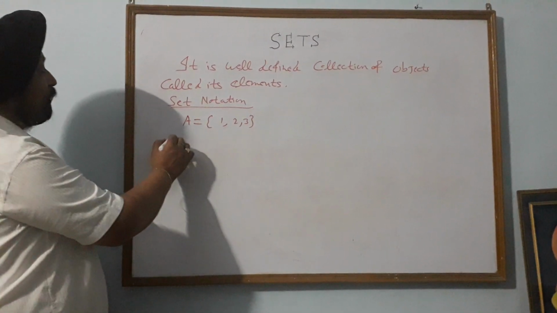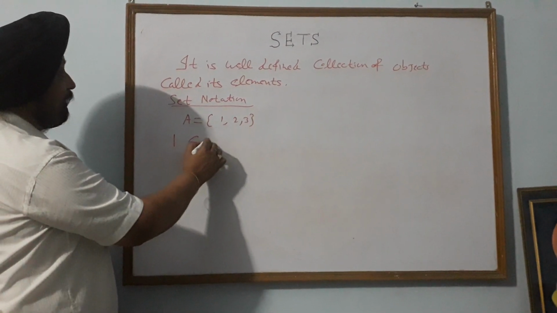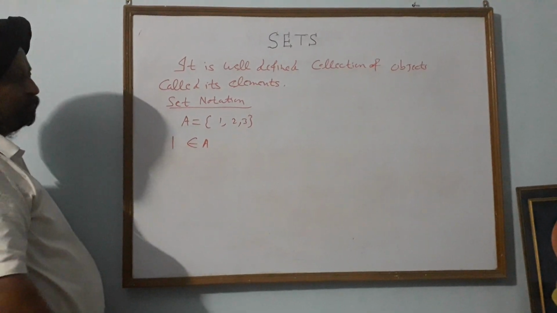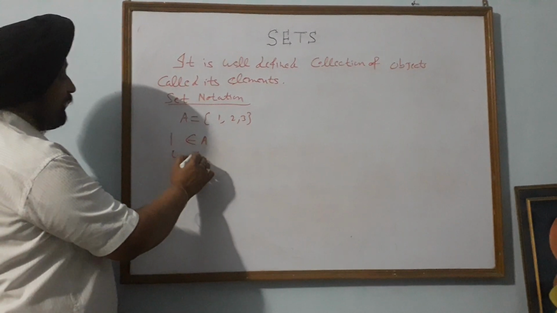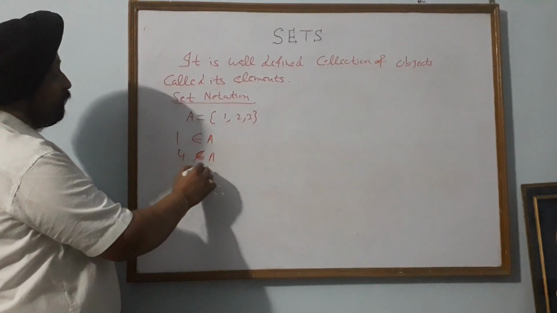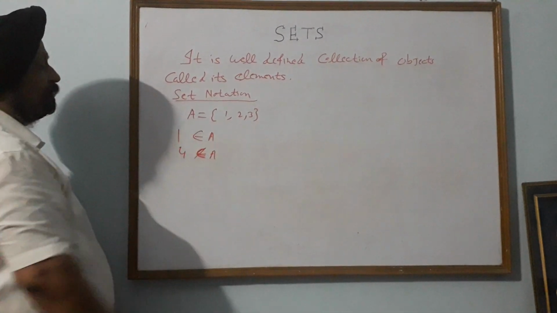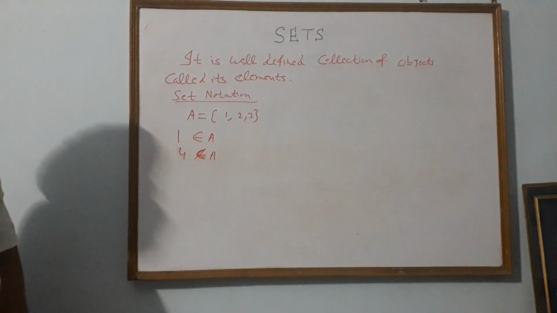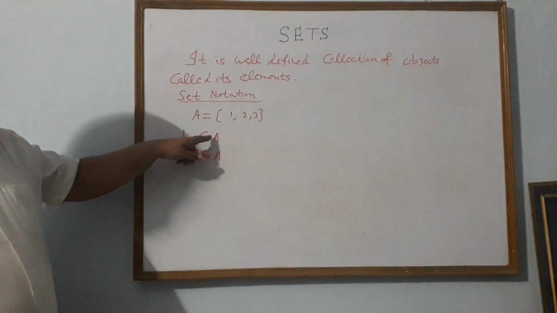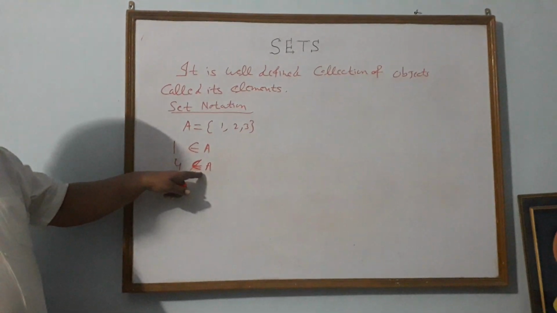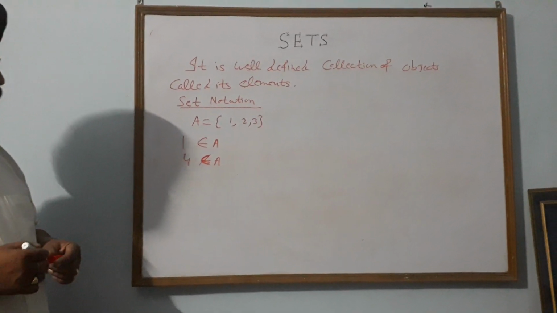So 1 belongs to A. It means 1 is an element of A. 4 does not belong to A. It means 4 is not an element of A. So in this way we have to write the set. 1 belongs to A means 1 is an element of A, and 4 does not belong to A means 4 is not an element of A.